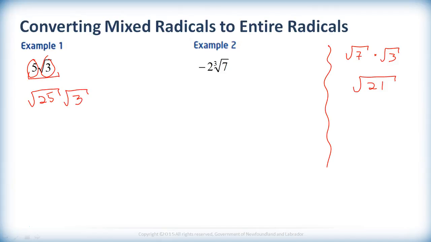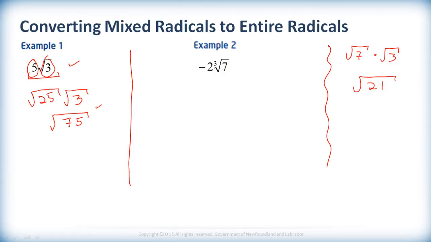So we have square root 25 times square root 3, and then all I have to do is multiply those together. 25 times 3 is 75. So we have the square root of 75 right there. Okay, so that's an entire radical that's equal to this mixed radical.